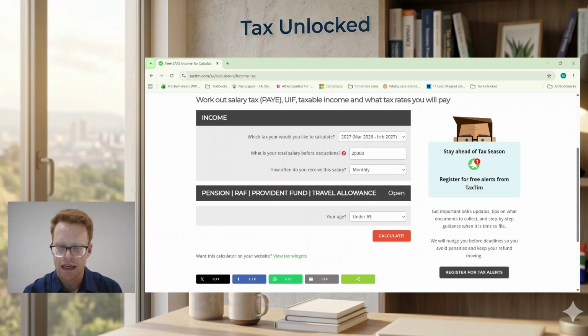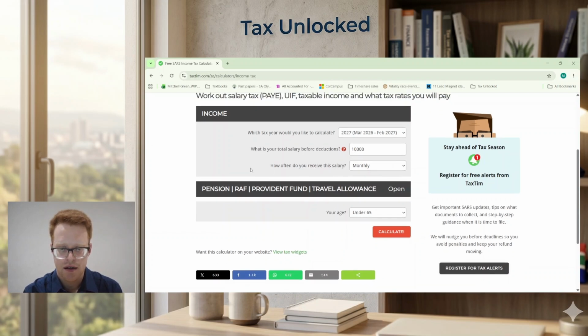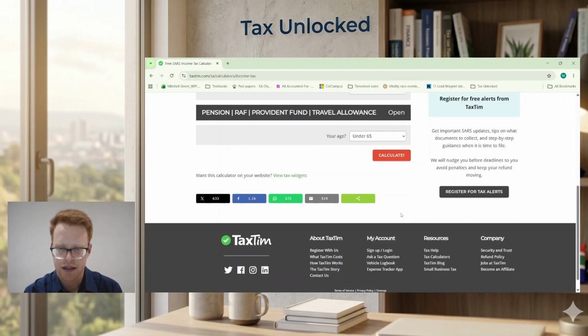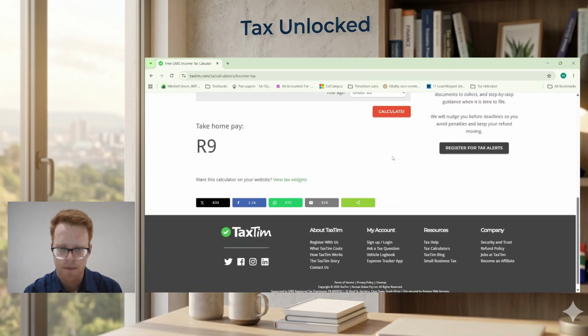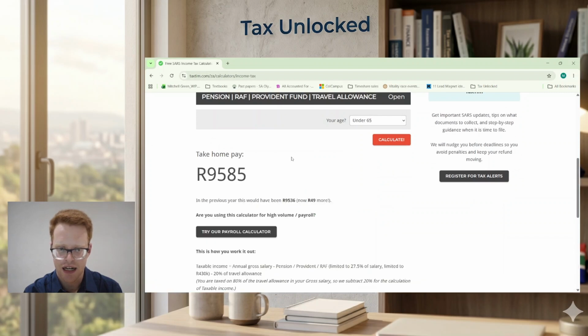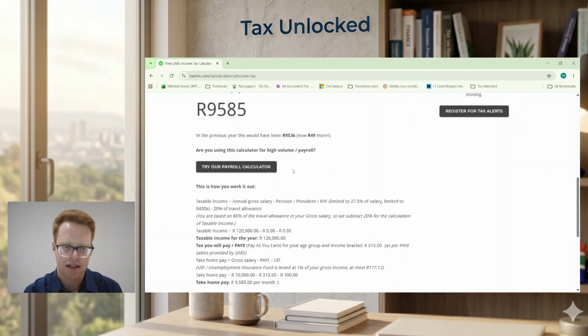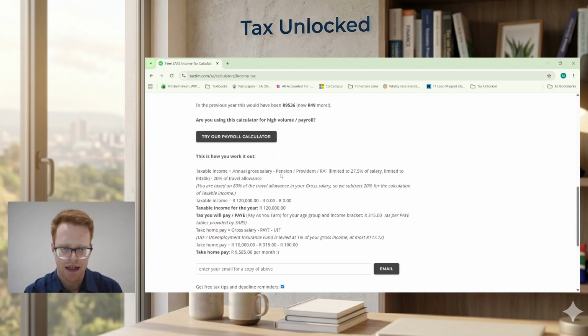Let's say there's someone with a monthly salary of 10,000 Rand. They're earning 10,000 Rand a month, and they don't contribute anything towards a pension or retirement annuity fund. We can use this calculator to calculate their take-home pay. Assuming they're under 65, the take-home pay would be 9,585 Rand. It explains here how it is calculated.